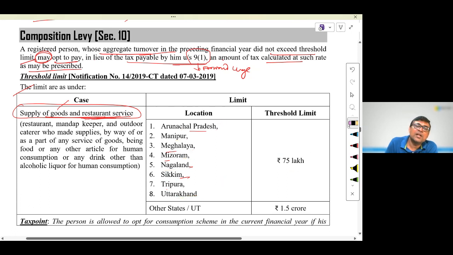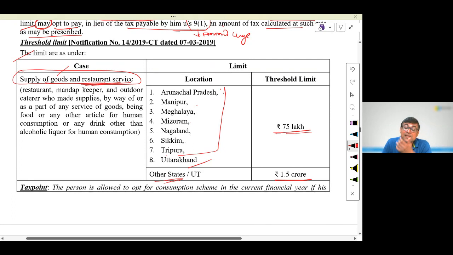In case you are located in these 8 states, which are these 8 states? Arunachal Pradesh, Manipur, Meghalaya, Mizoram, Nagaland, Sikkim, Tripura. These are the 7 northeastern states and one more that is known as Uttarakhand. In these 8 states, the limit is 75 lakh. In case you are located in other parts of India, the limit is 1.5 crore. If your turnover in the preceding financial year does not exceed 1.5 crore, then only you are eligible to opt for this scheme in this previous year.